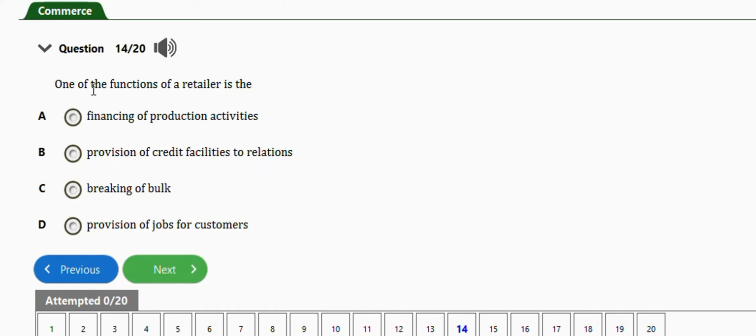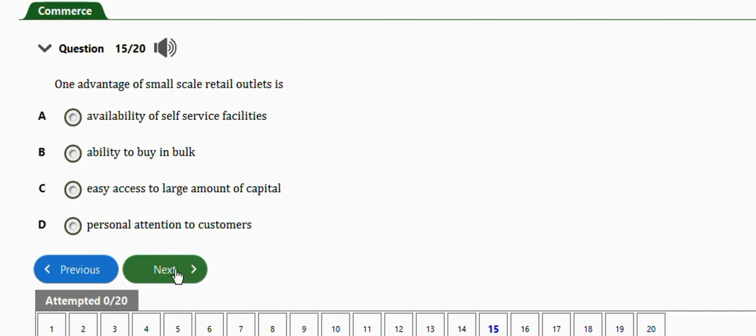Next question says one of the functions of a retailer is the financial production activities, provision of credit facilities to relation, breaking of bulk, provision of jobs for customers. Right answer is option C, breaking of bulk. Next question, one advantage of small-scale retail outlet is availability of self-service facilities and ability to buy in bulk, easy access to large amounts of capital, personal attention to customers. Right answer is option D, personal attention to customers.